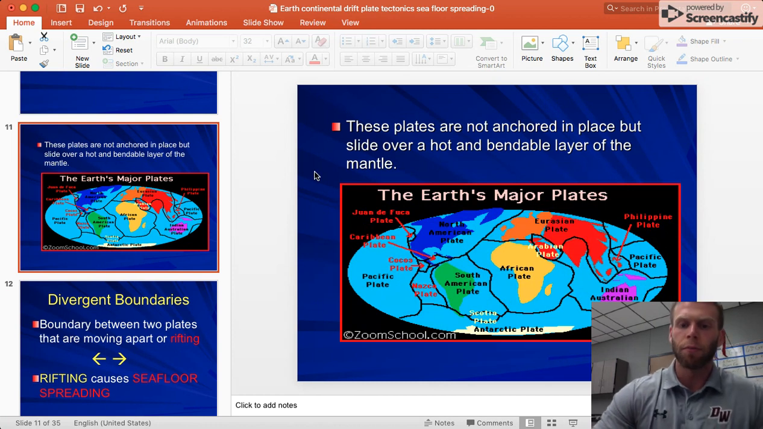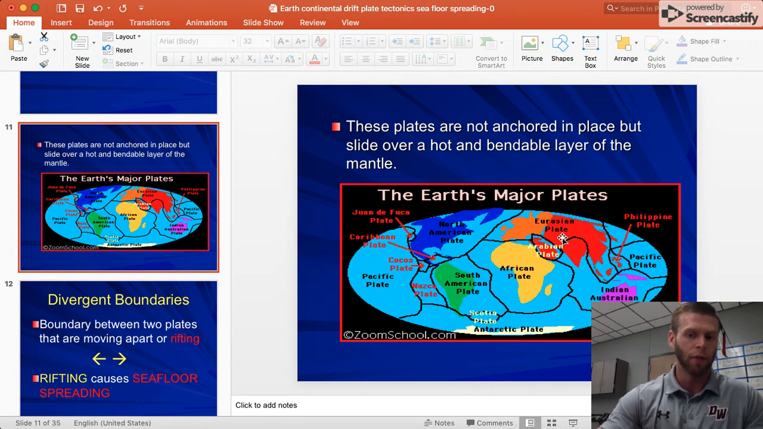All right, so the plates on Earth, there are major plates, and they are not anchored in place. Remember, they're moving because of the mantle. The asthenosphere is that plastic-like material. So you have the North American plate because North America sits on it. You have the South American plate, South America sits on it. African plate, yeah, Africa sits on it. You kind of get it. Eurasian, because it's Europe and Asia. Those two continents sit on it.